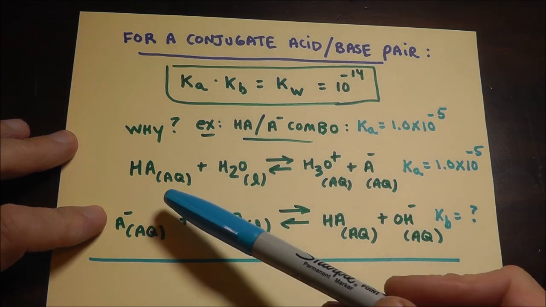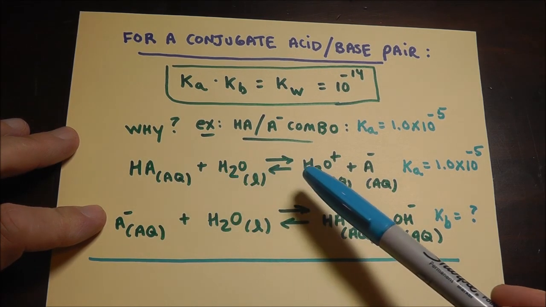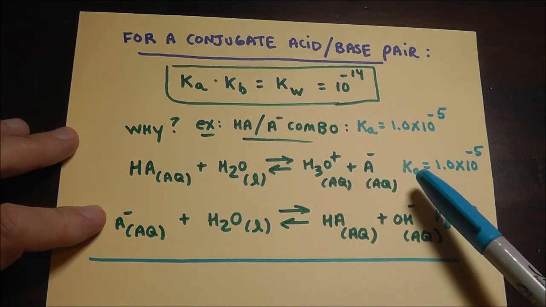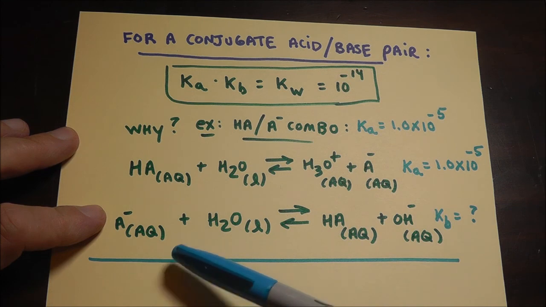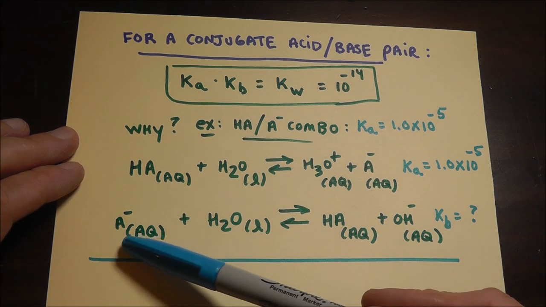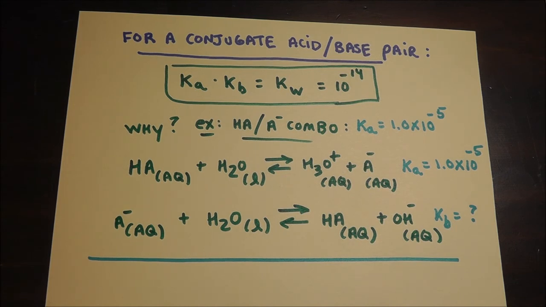So, okay, let's write the reaction of that weak acid with water, making H3O plus and A minus, and the Ka is 1 times 10 to the minus 5, we said. Let's say we had the conjugate base and we put it in water and we knew its concentration. We wanted to know its Kb. That's how we solve all these problems, right?